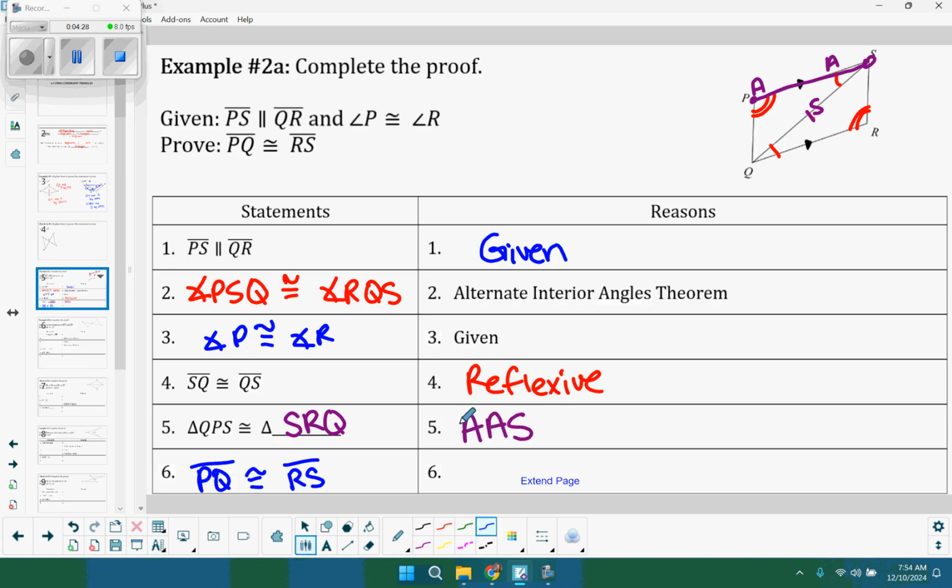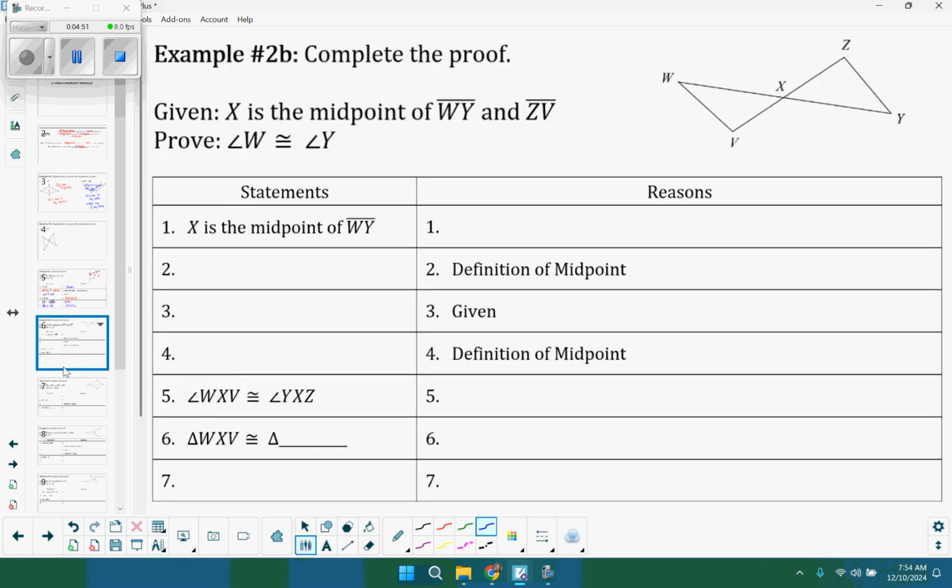And immediately following triangles being congruent by either SSS, SAS, ASA, AAS, or HL, we can now use CPCTC to say parts of them are congruent, right? The P and the Q matched up with the R and the S in our congruent statements. So that is CPCTC. All right, another example together.